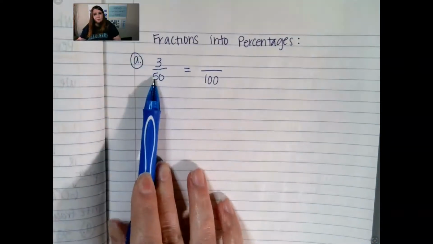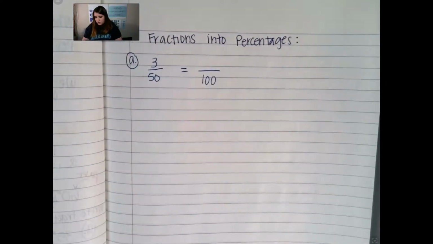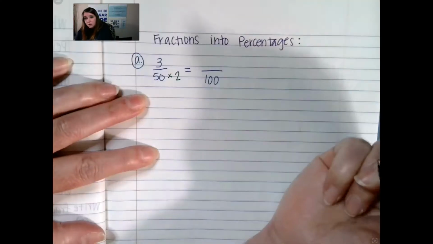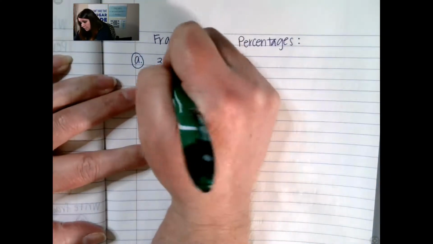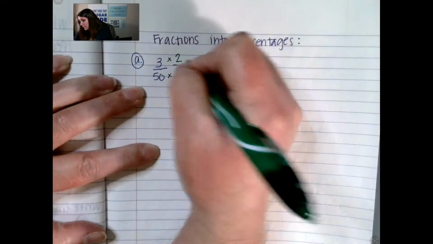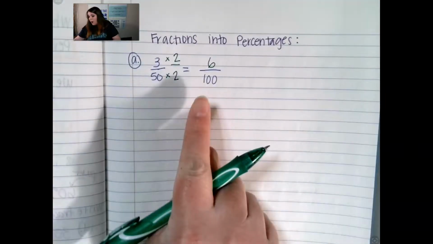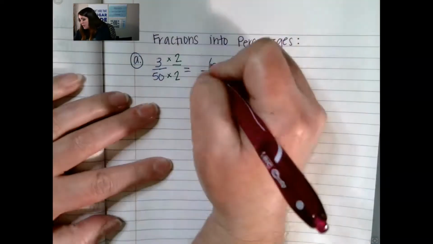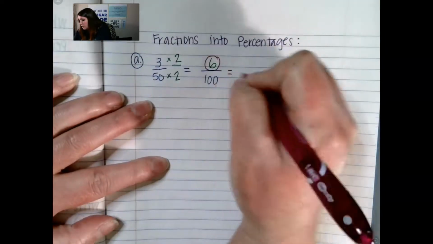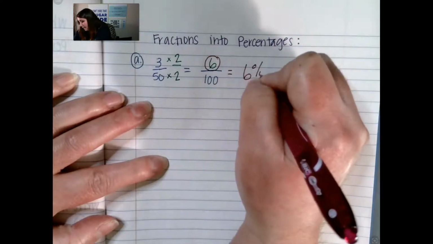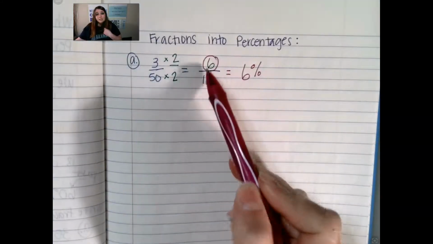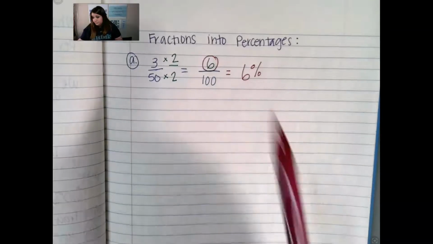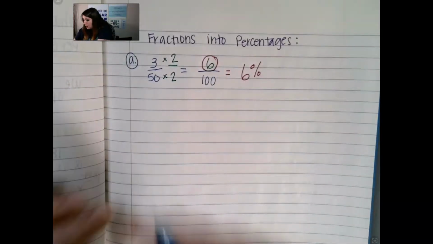So how do I get from 50 to 100? Well, I multiply by 2. And on the top, I have to do the same thing. So 3 times 2 is 6. I am now over 100, so now I can turn this into 6%. Because 6 over 100 is the same thing as 6%. How about this one?